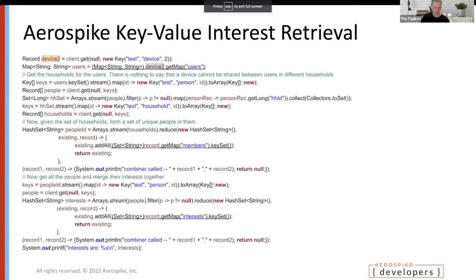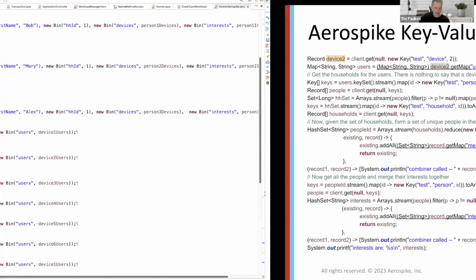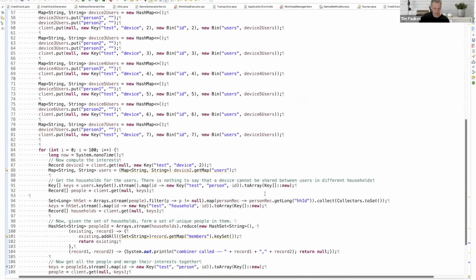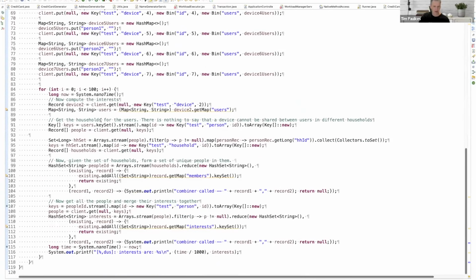Okay, what about retrieval? Well, retrieval wasn't quite so easy. I'm going to jump back to my Eclipse. And when we retrieve, we have to do a whole bunch of work. We've got to go from device to the users. We have to get from the device to the people to the household. And all those steps, it's fairly painful.